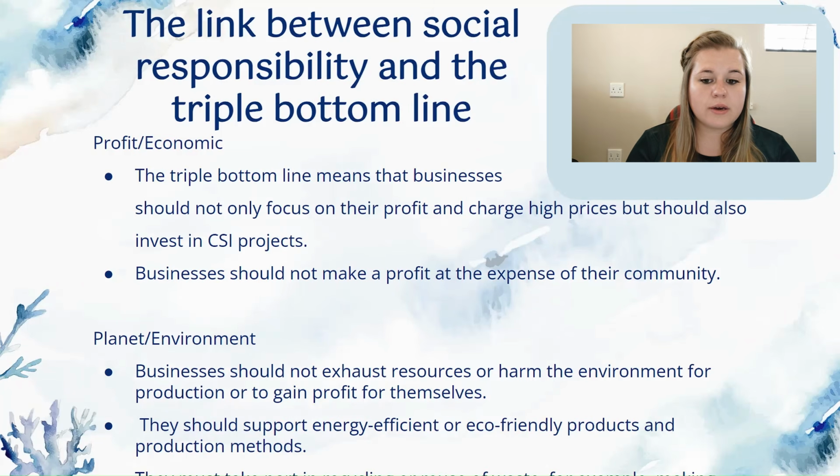Then profit, economic. The triple bottom line means that businesses should not only focus on their profit and charge high prices, but also invest in CSI projects. CSI stands for Corporate Social Investment. Businesses should not make a profit at the expense of the community. Okay, the CSI we are going to look at further in detail at the end of the video, alongside CSR. So make sure that you stick around for that as well, because that's a really nice question that they can ask about the differences between the two.